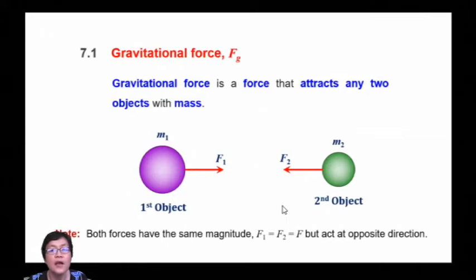In fact, every object, including us, is pulling on every other object in the entire universe. Amazing, isn't it? This is called Newton's universal law of gravitation.